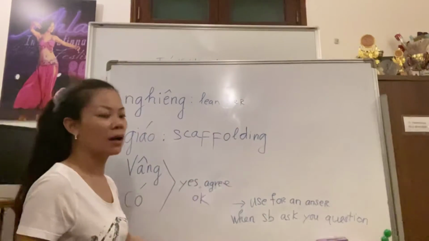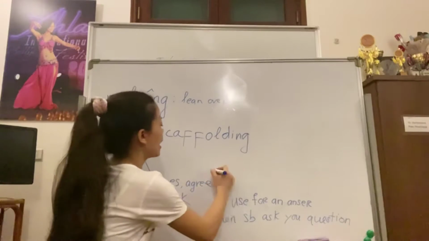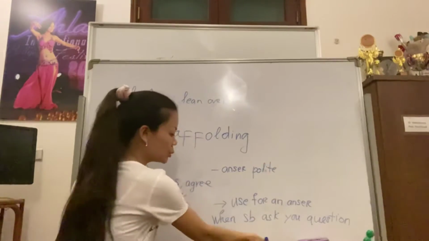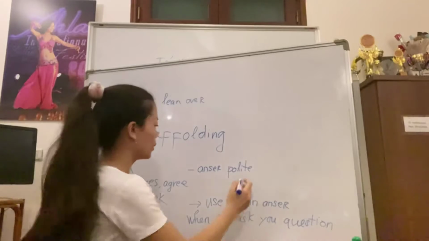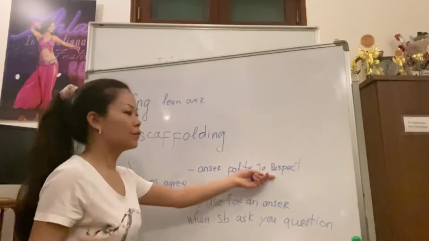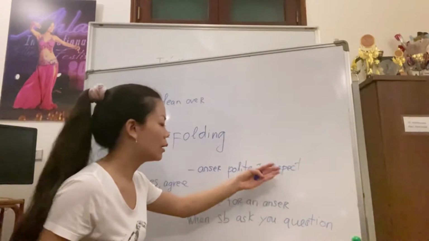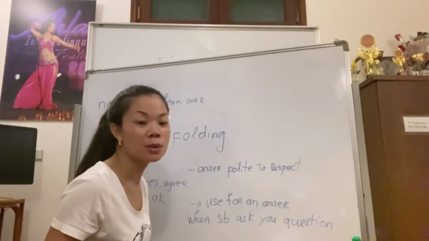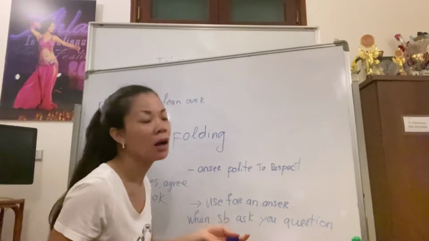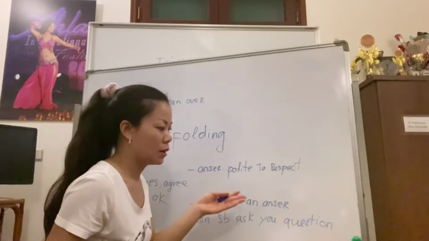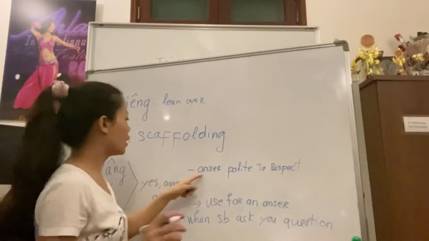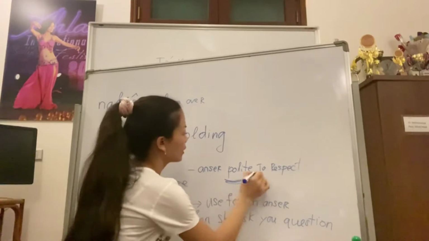So vâng is used for an answer that is polite, to respect older people. For example, your mother tells you to go do some gardening, and you say vâng. And your teacher says something, you say vâng. And in a meeting, when your big boss talks to you, you say vâng. It is an answer for politeness, with respect.